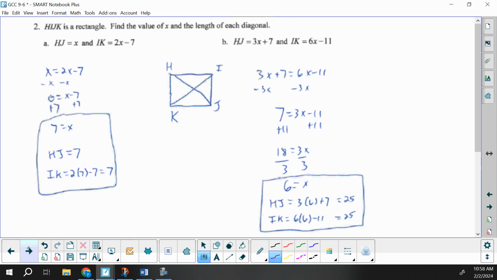For 2, we had to draw our picture. Both of them dealt with HJ and IK, which are the diagonals. In a rectangle, it implies diagonals congruent, so you're setting those equal to each other and solving. We get x is 7, and when you sub back in, you happen to get 7 also for the diagonals. In B, similar idea, you get 6 for x. When you sub back in, you get 25 each for the diagonals.